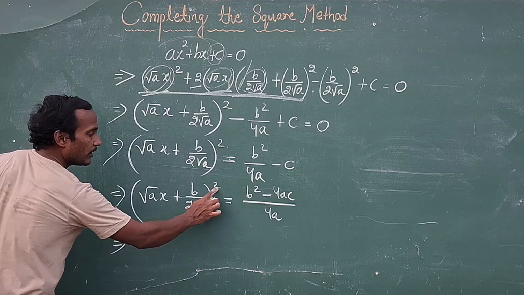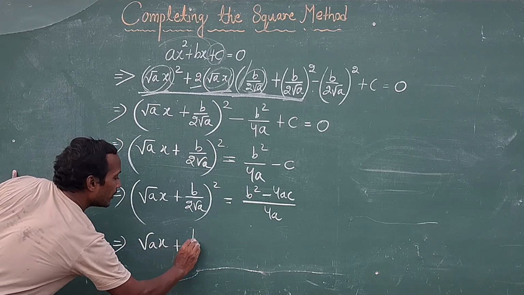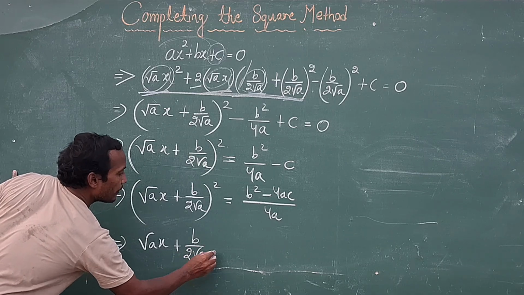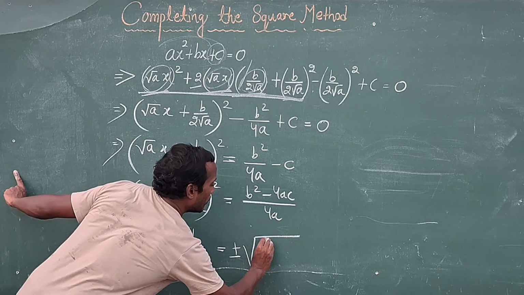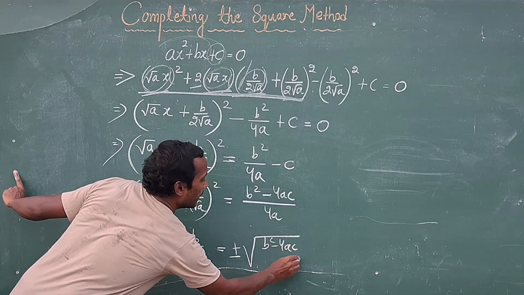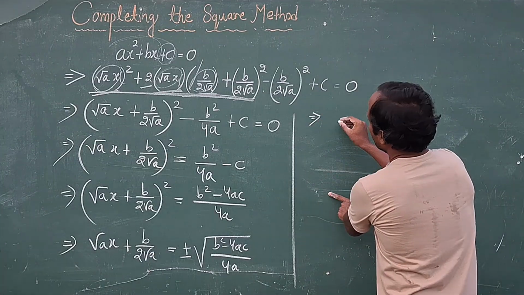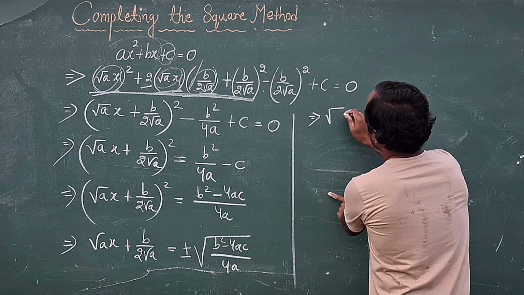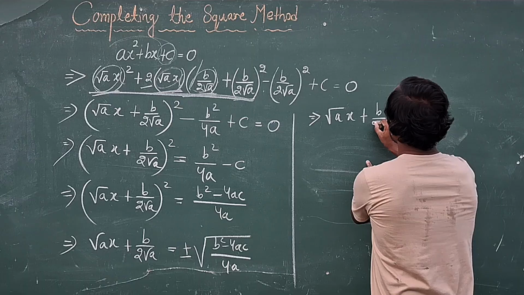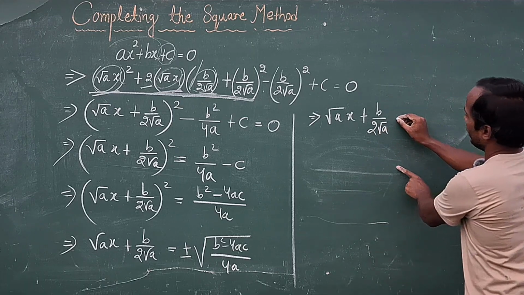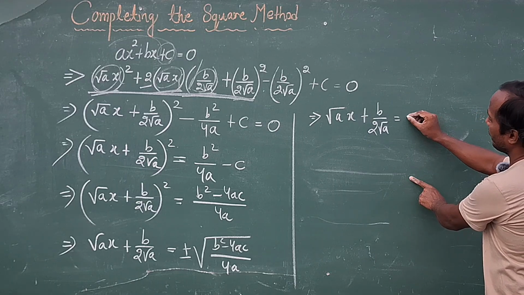If I remove the square from the left side, the right side will have a square root. So I have root a x plus b by 2 root a equals plus minus square root of b square minus 4ac by 4a. Now I have root a x plus b by 2 root a on the left side, and on the right side I have square root of b square minus 4ac by 4a.